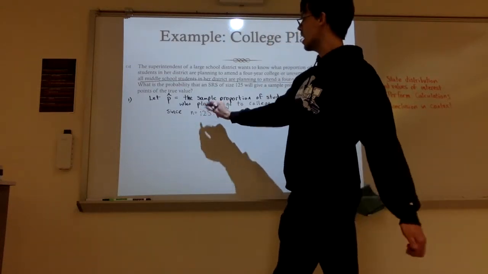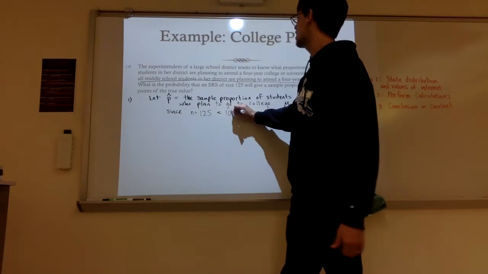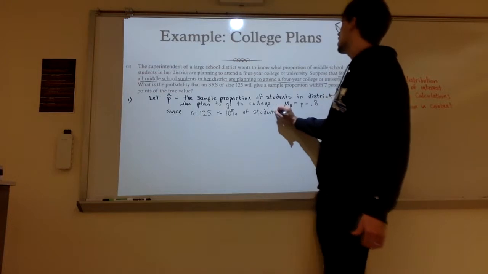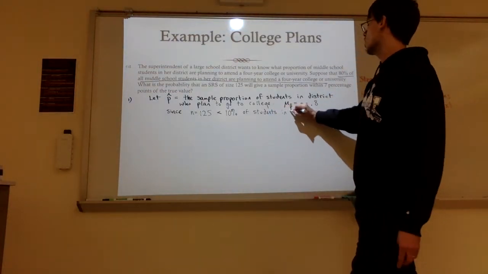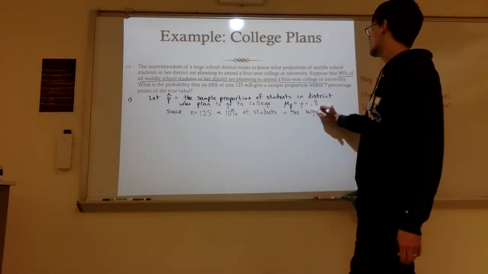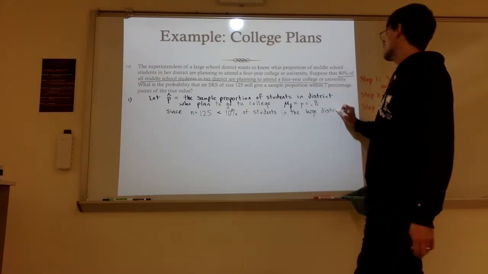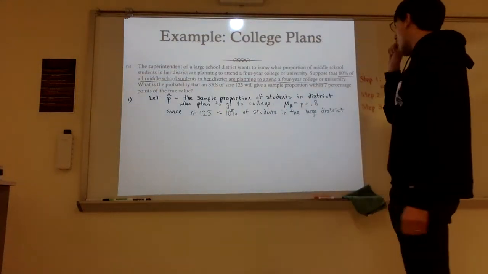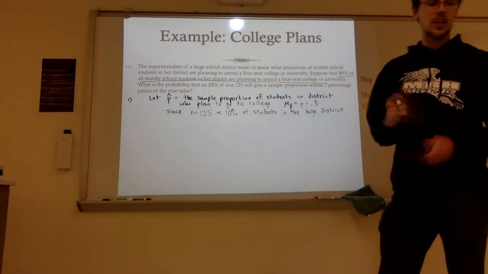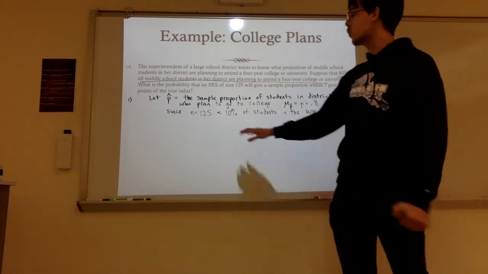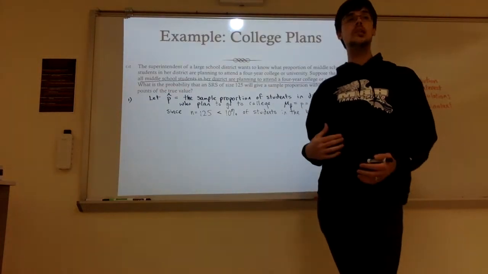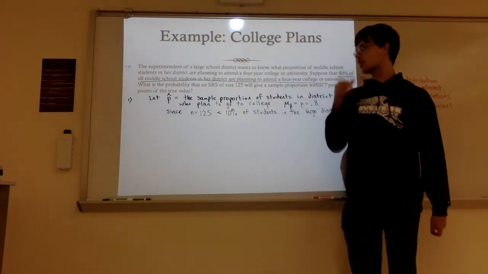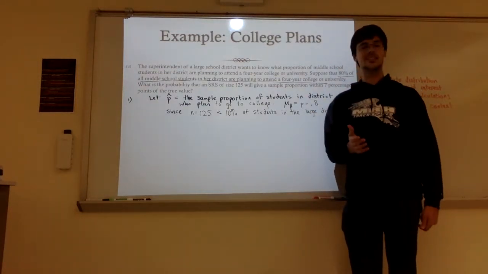So since n is 125, which is less than 10% of students in the large district, our sample is less than 10% of all the students. That means we're actually allowed to find our standard deviation. If the 10% condition were not satisfied, we'd have to do other things to account for that, something called the finite population correction factor, but we're not going to get into that in this section here.